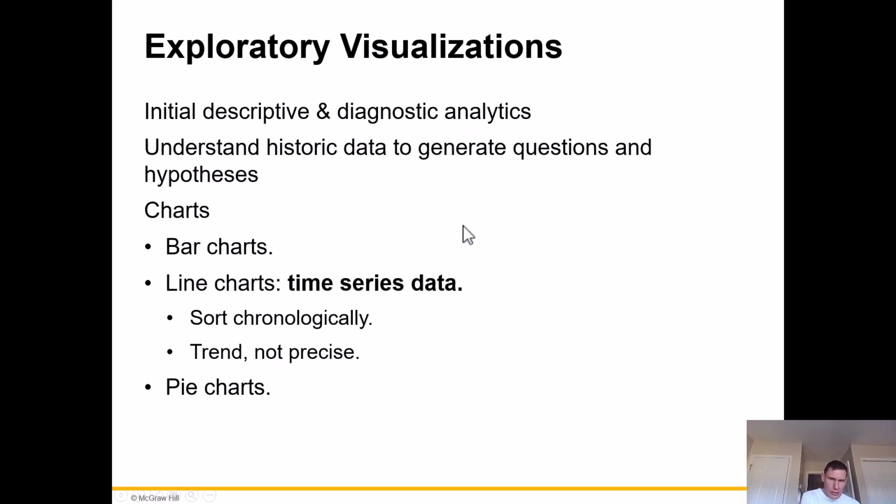Now, exploratory visualizations, let's talk about those for a little bit. Initial descriptive and diagnostic analytics.